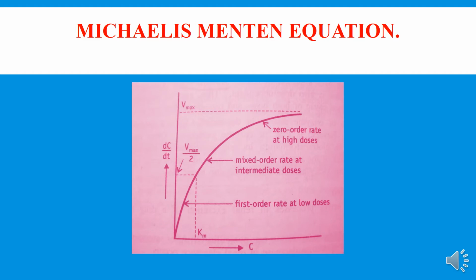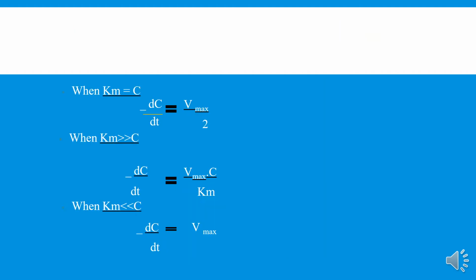We can express this in terms of three conditions. First one, when Km is equal to C. When Km becomes equal to concentration, the equation changes to minus dC/dt equals Vmax into C divided by C plus C. So Vmax and C remain, and the rate becomes Vmax by 2.